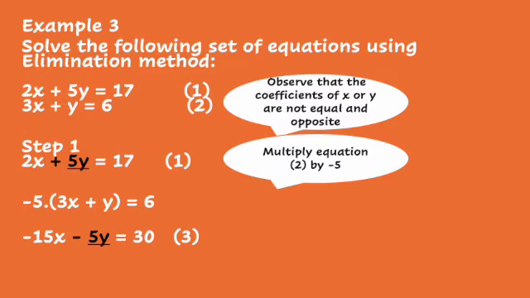So let's have a look here. Equation 1 we don't touch, but when we multiply equation 2 by minus 5, each term of the bracket is to be multiplied by minus 5. When we open the bracket, we get minus 15x minus 5y equal to 30. So now compare equation 1 and 3. So here we get equal and opposite coefficients. So we are ready to add the two equations.